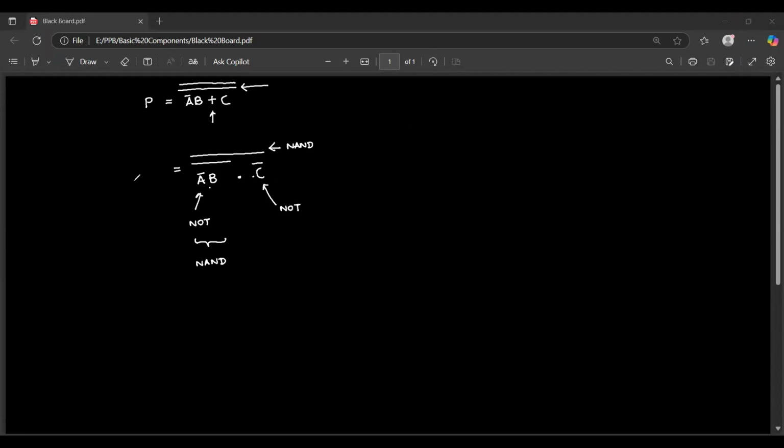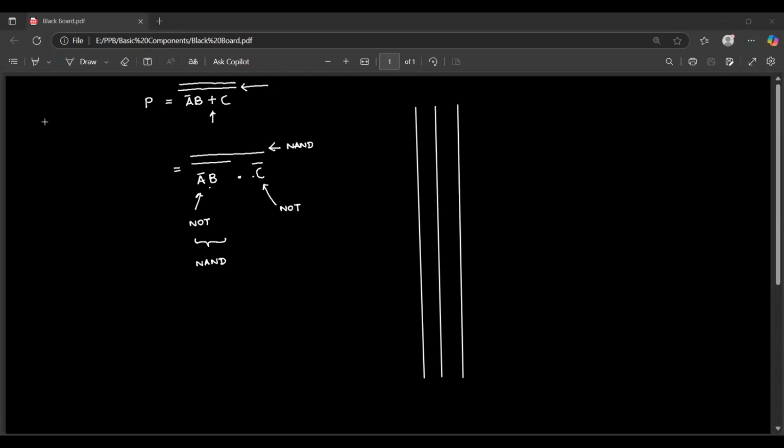Let's draw the logic circuit. So we have the signal lines A, B, and C. First of all, A, B, finally C. And we have to send A through a NAND gate. So why am I saying it's a NAND gate? Well, this NAND gate acts as a NOT gate. That's all. And then we have B that is sent through a NAND gate with A bar.